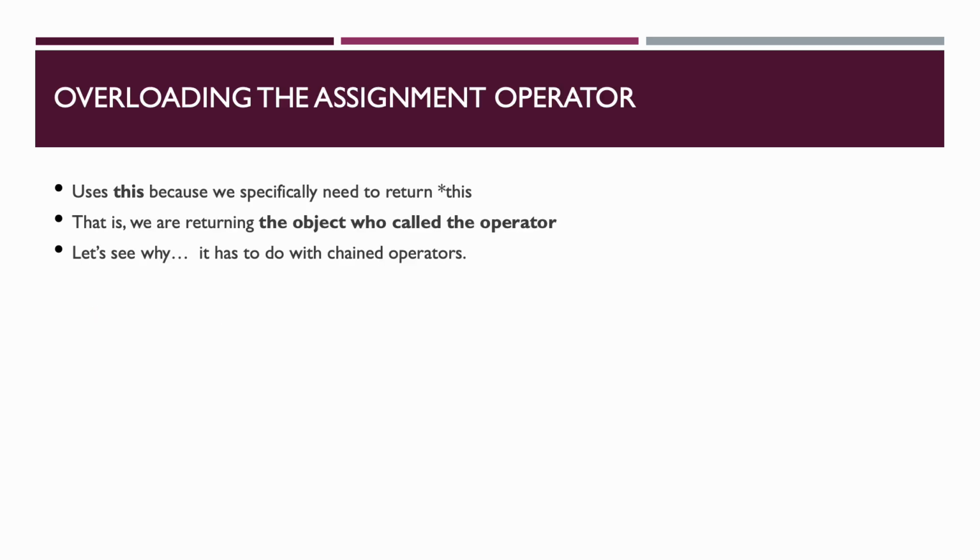Now moving forward to overloading the assignment operator. When we overload the assignment operator, we typically return the object that called the operator, and to do that we use the this pointer. Here's why, you will see. When we write a custom implementation of the assignment operator, we want to allow for chaining of assignments. So chaining will look like something.